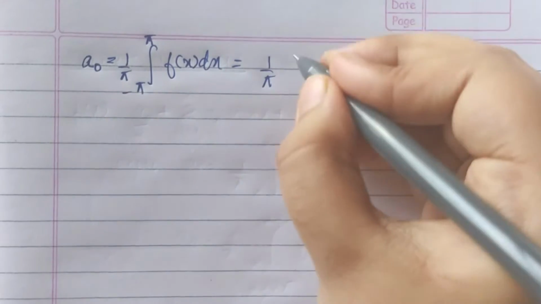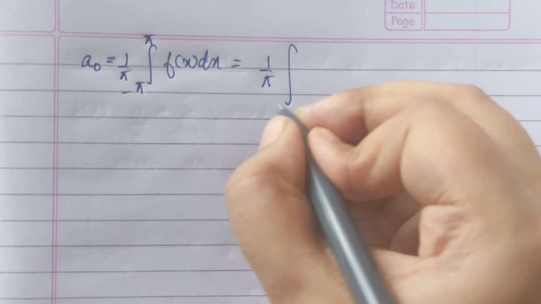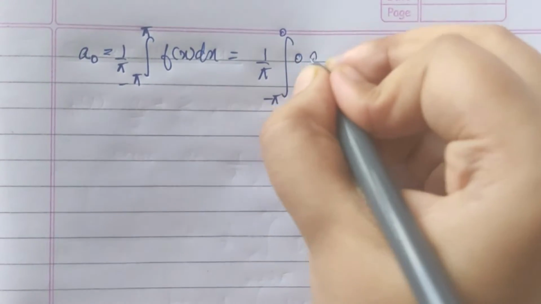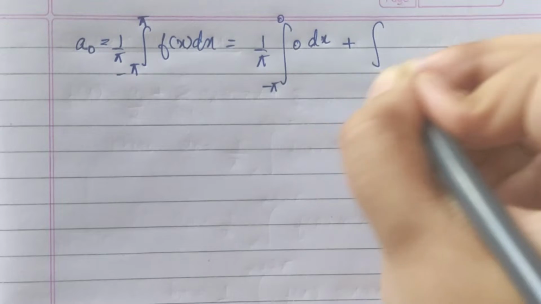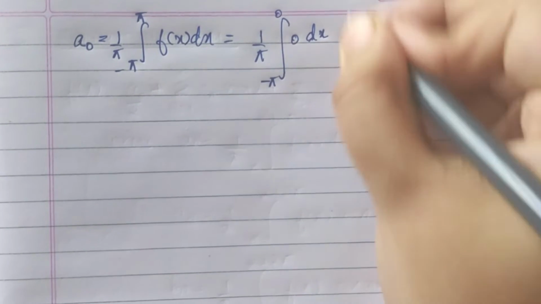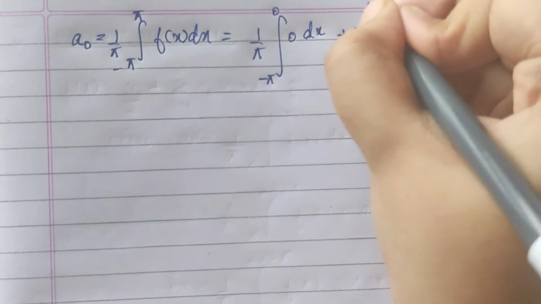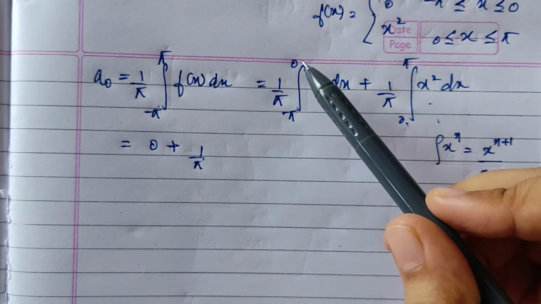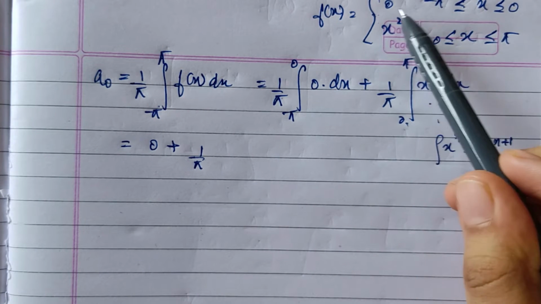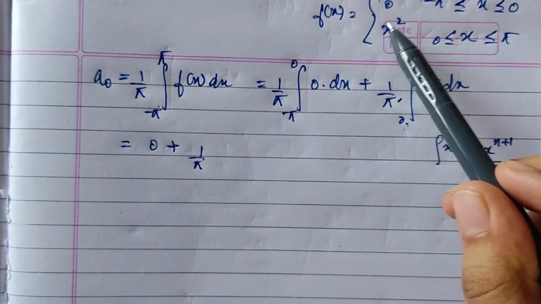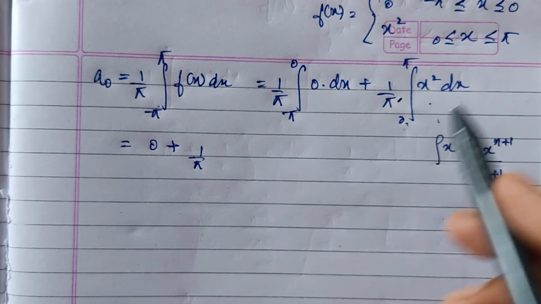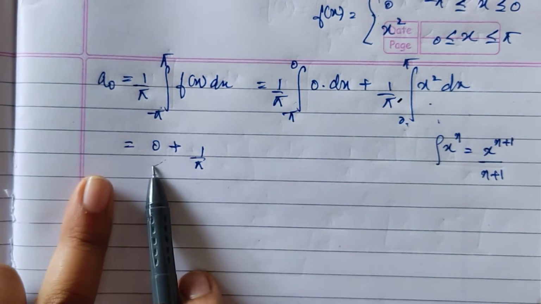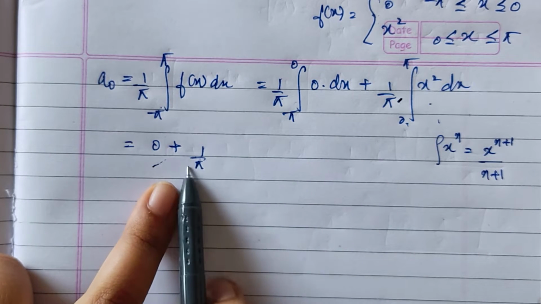We'll be splitting the interval at 0 because that is where the behavior changes. So in the interval minus pi to 0, we have f of x becomes 0, and in the interval 0 to pi, we have x square as f of x. Right, we'll further evaluate this integral. Anything multiplied by 0 will give us 0. And then we have 1 by pi.